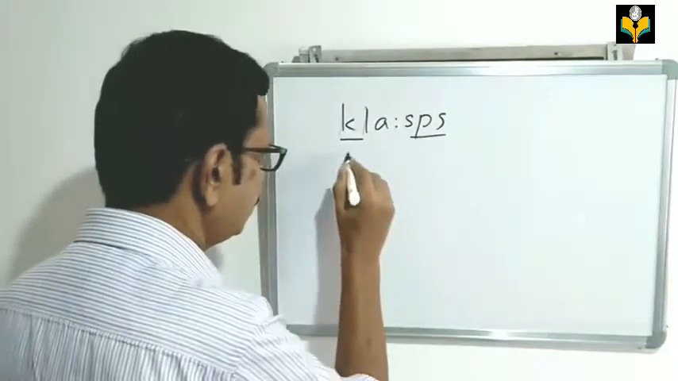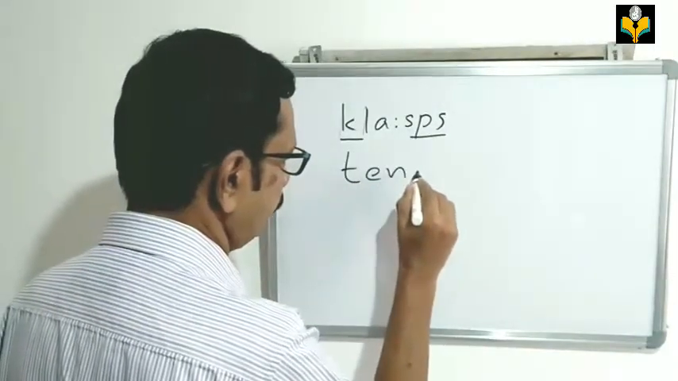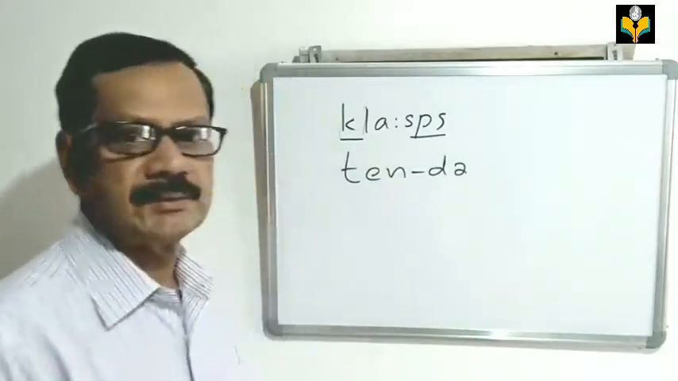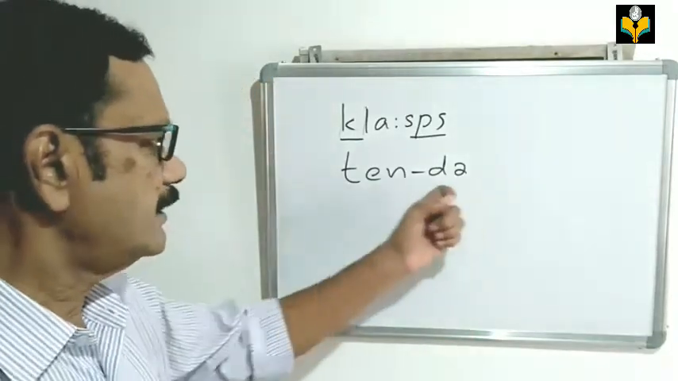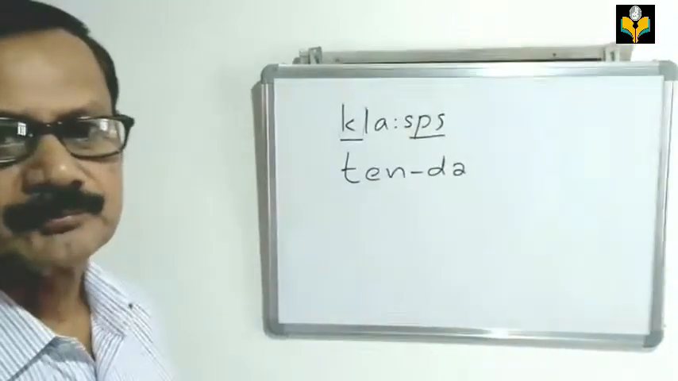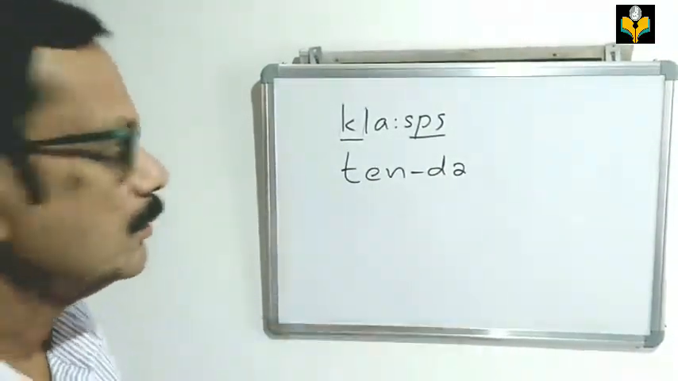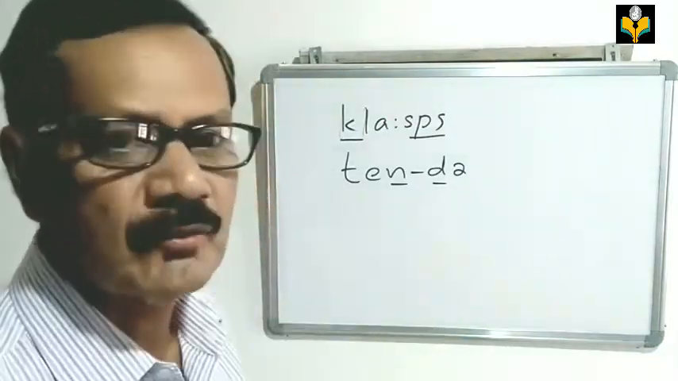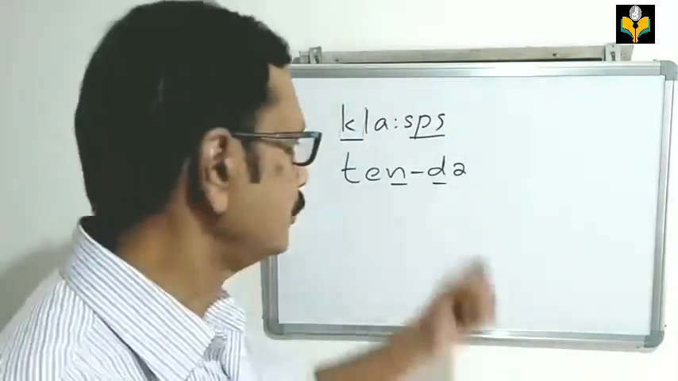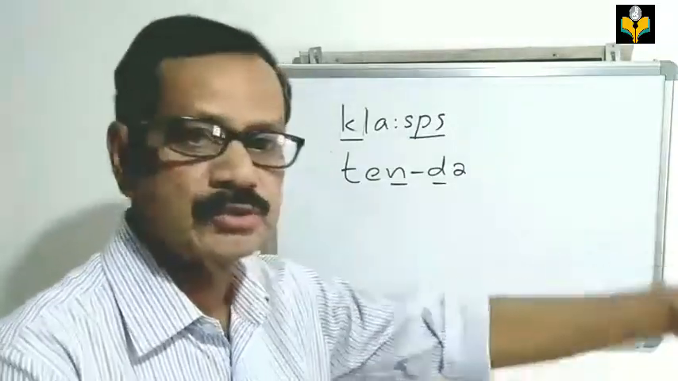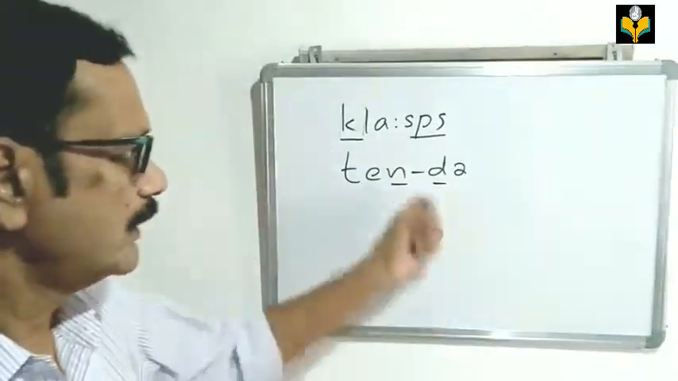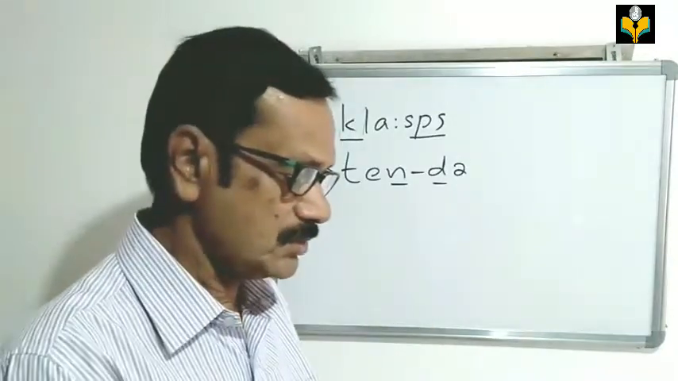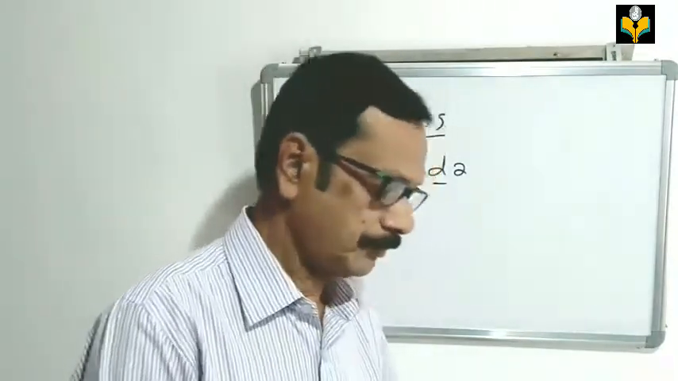But in tender, here ten and der, two syllables are there. But here, this n and d will not form a consonant cluster because these two belong to two syllables. So we can call it abutting consonants. This is called abutting consonants, what I said yesterday.